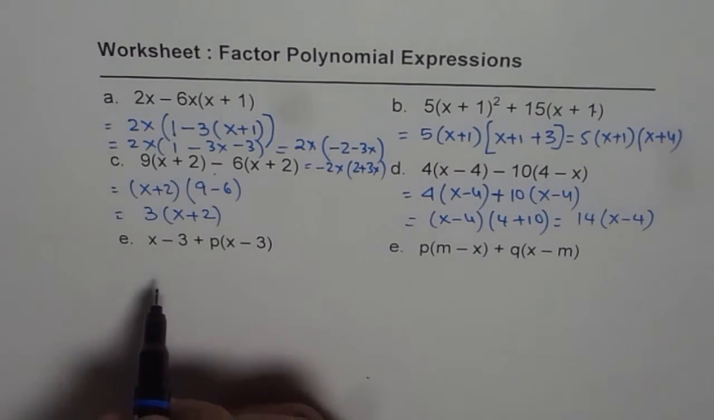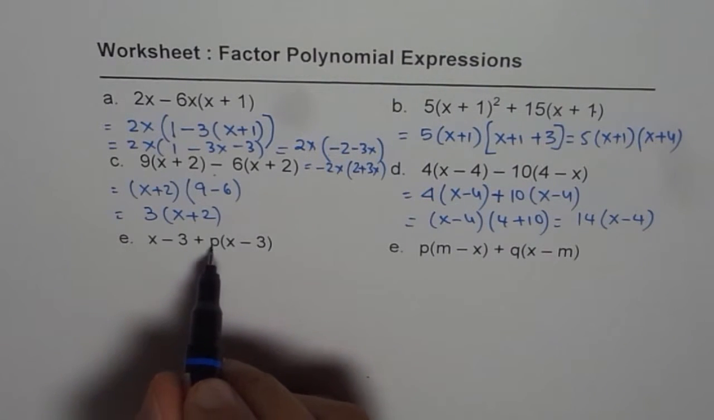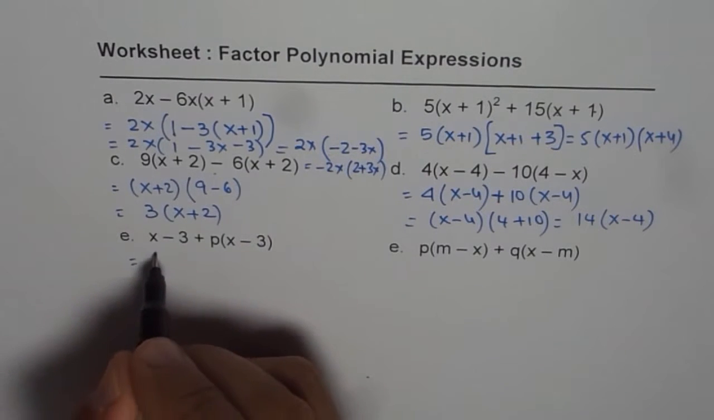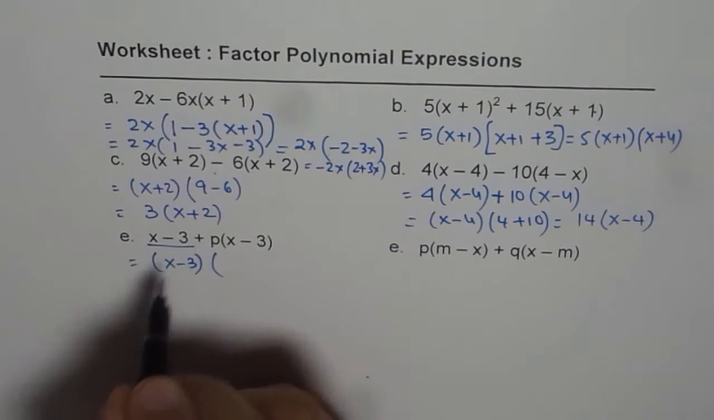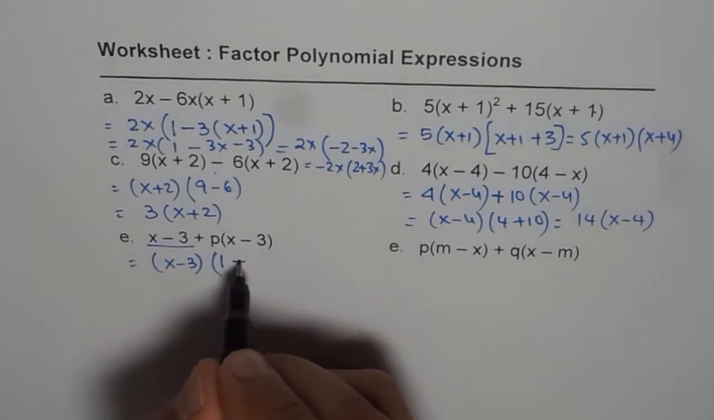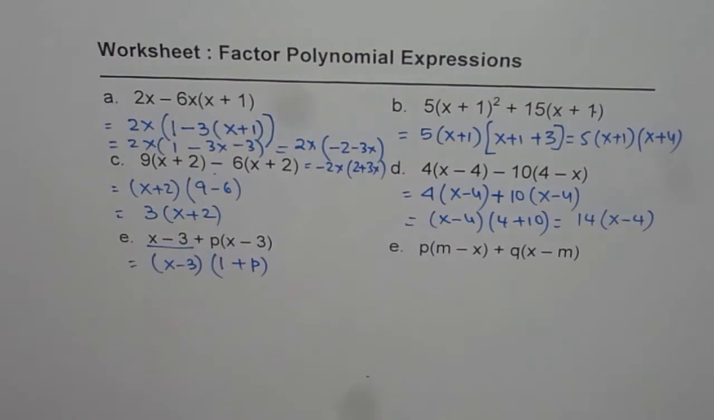Part E is x minus 3 plus b times x minus 3. Now here x minus 3 is common. We are left with 1. Treat this as one term. So 1 plus b, right? So that is the factored form.